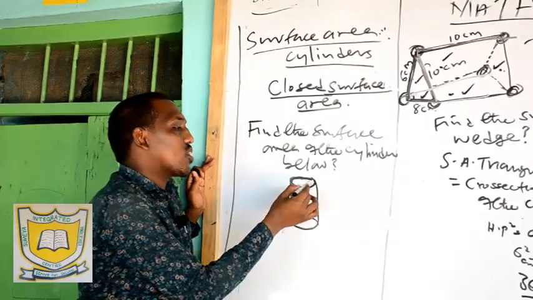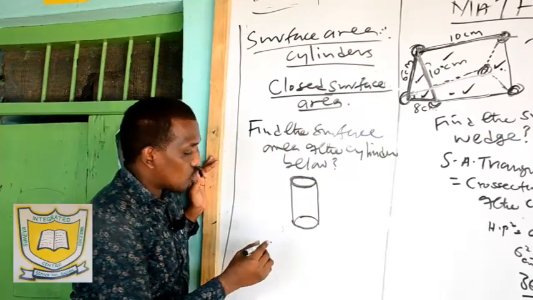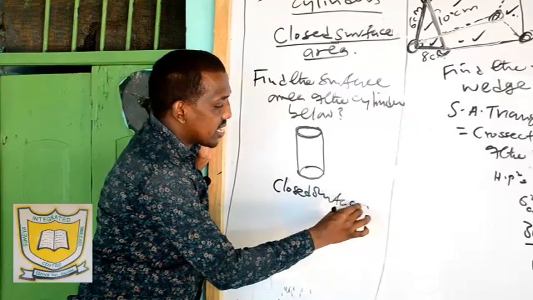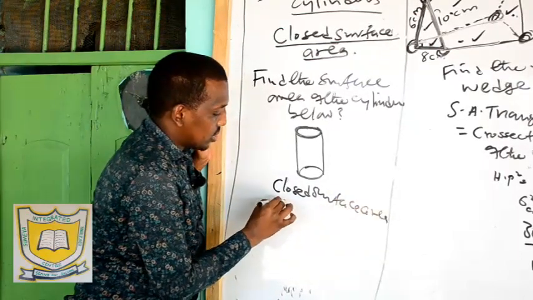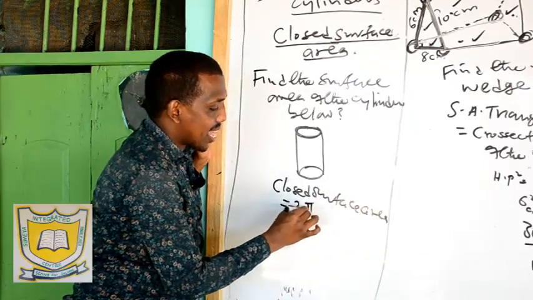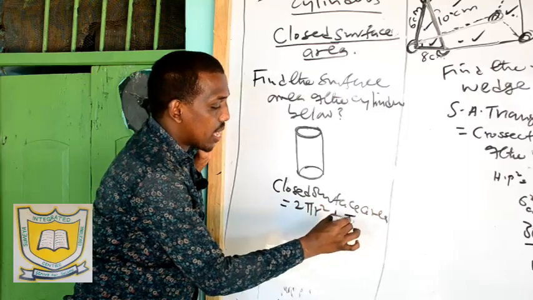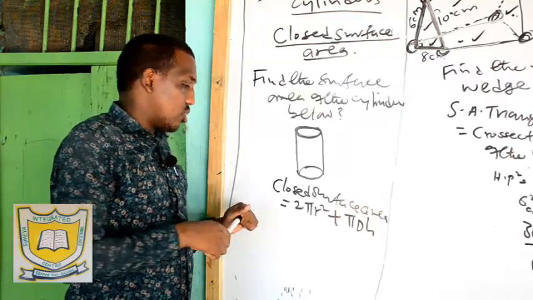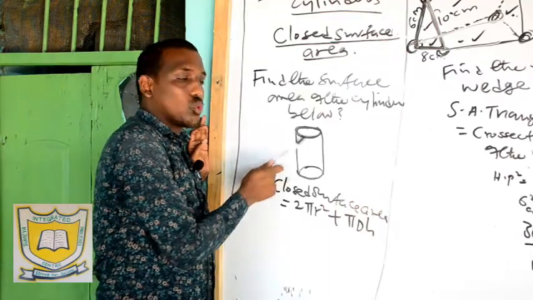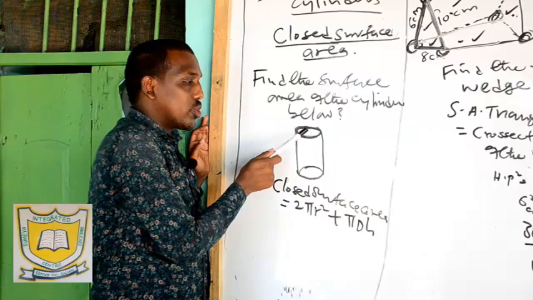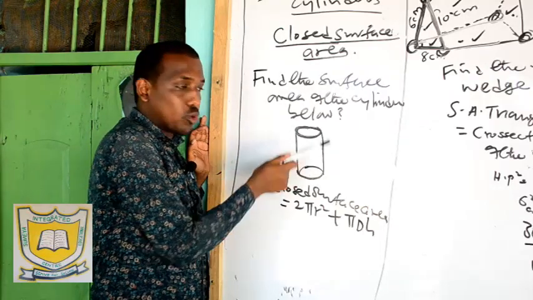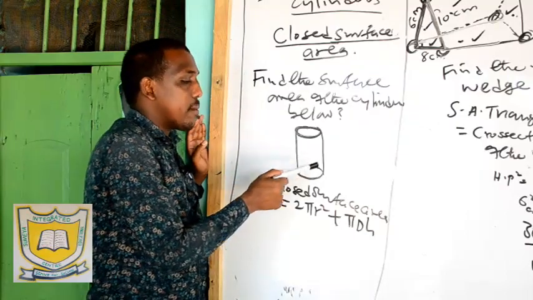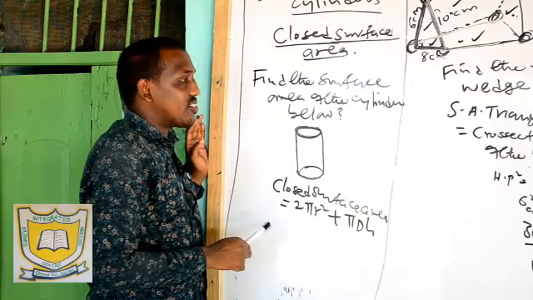So how do we get the closed surface area of a cylinder? Closed surface area is equal to 2πr² plus πdh. That is the formula. 2πr²: the 2 is the two ends, the two circles. So you get one circle, then you say times 2, the bottom and the top. That's why we have condensed it. 2πr² plus πdh, you get the curved surface area.